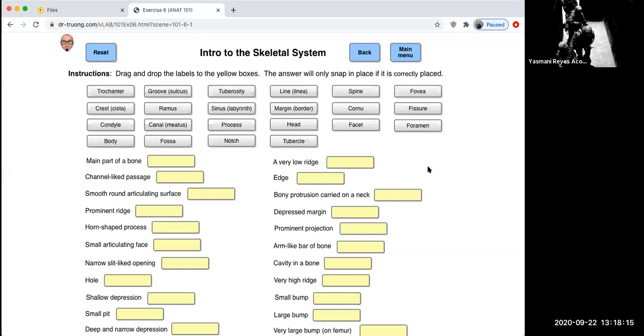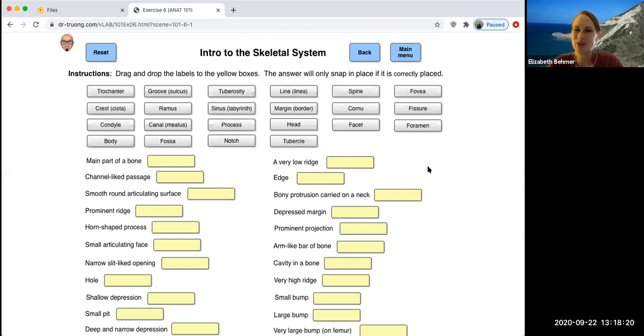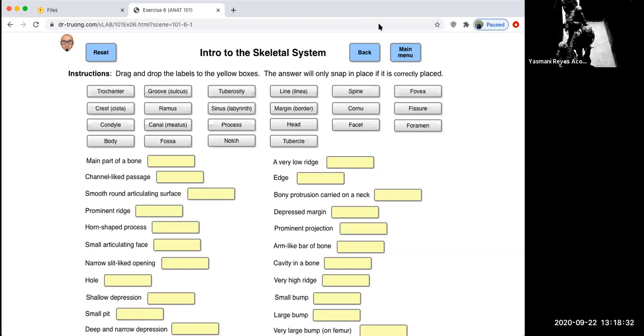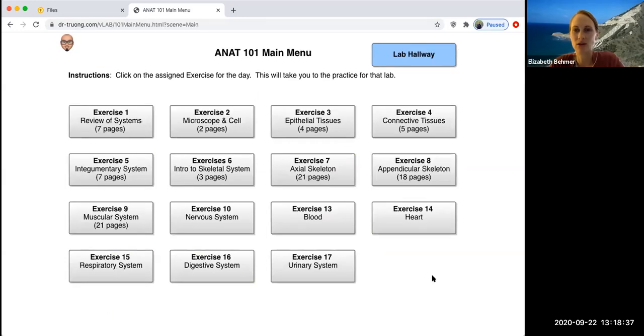Is there going to be any changes, kind of like what happened last time? That's a good question. I don't think so. I think this virtual lab is good to go. If there is, I'll let you know. Okay. So with that, other questions? Does someone else talk?